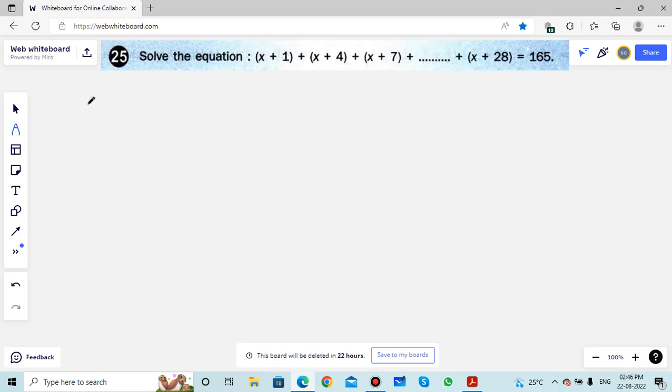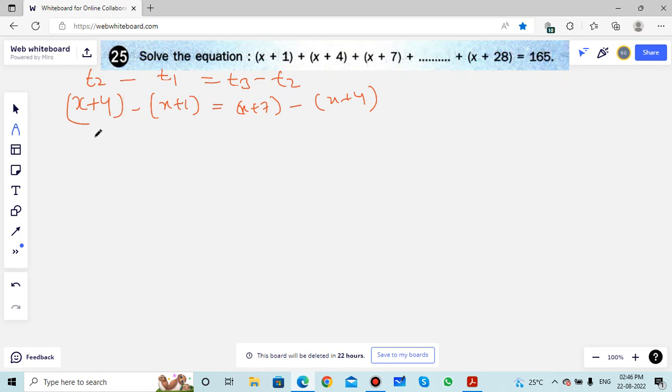So let's first find that out. What is the second term? That is x plus 4, right? So we can write t2 minus t1, and if this is equal to t3 minus t2, then it is done for you. Minus the first term, x plus 1. And this is equal to t3, x plus 7, minus x plus 4. Let's see if it is there or not.